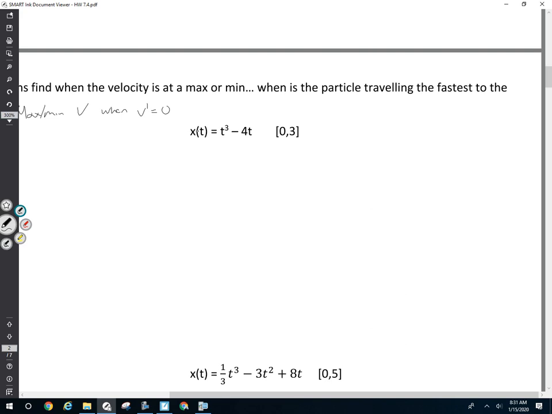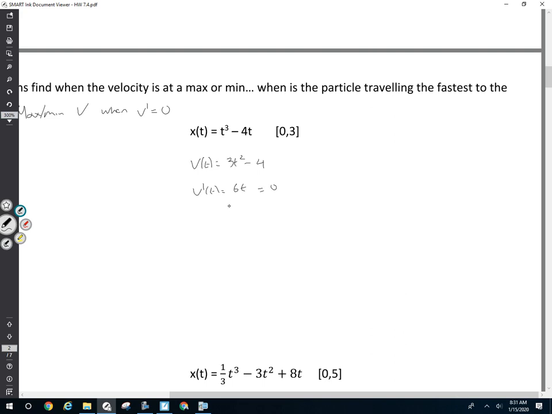Okay, same deal. Find the max velocity. Well, let's find the velocity function by taking the derivative. I get 3t squared minus 4. Then its derivative, it should be a square, but whatever. V prime would be 6t.